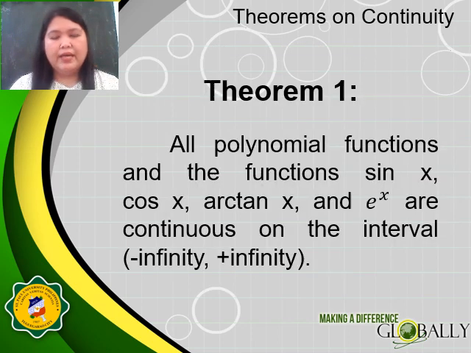Now that we already have a clearer view on the concept of continuity, let us now proceed to the different theorems on continuity. First, we have all polynomial functions and the functions sine x, cosine x, arctangent x, and e raised to x or exponentials are continuous on the interval negative infinity to positive infinity. This means that these functions are continuous everywhere, or these functions are continuous at all values of x.